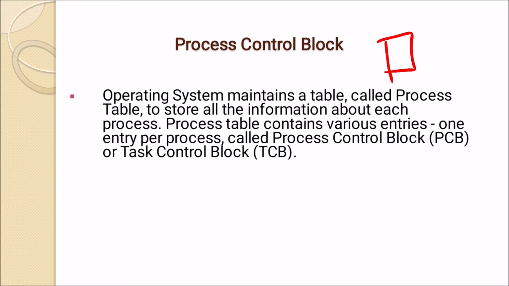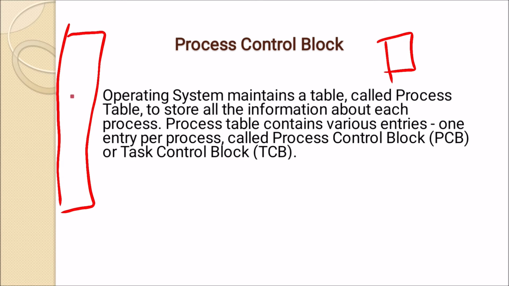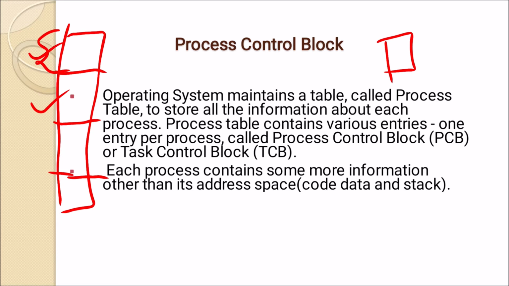So what is in the process table? It contains various entries, one entry per process, called a process control block or task control block. For example, this is a process table, with one entry for each process. This is the process control block for one process, or we can say task control block.